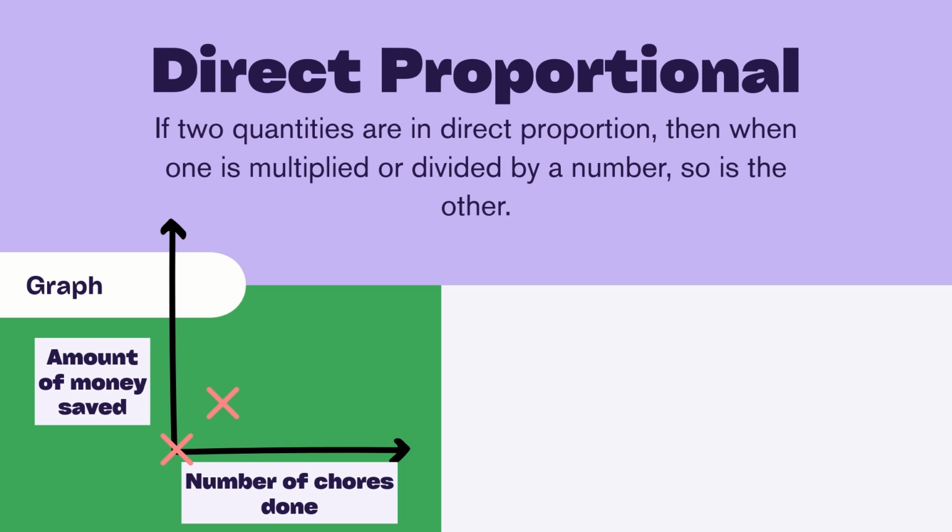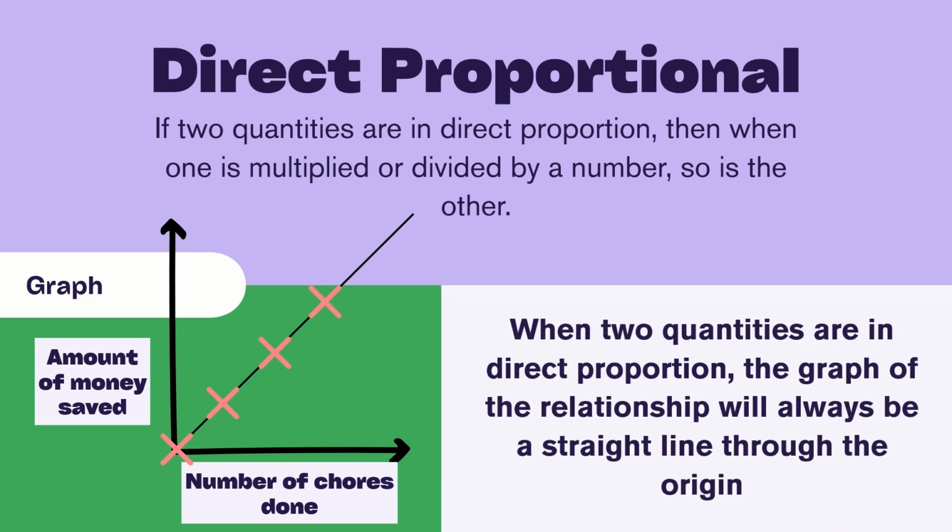Two chores that would be $30. Three chores $45. And every time you would add $15. And it would form a lovely straight line like this. So whenever two things are directly proportional, the graph of them forms a straight line that goes through the origin, that is 0,0.